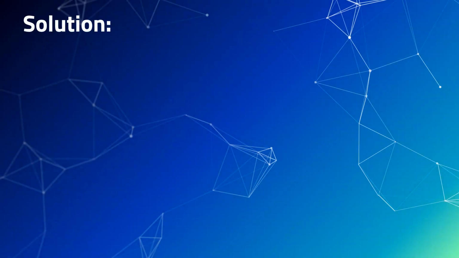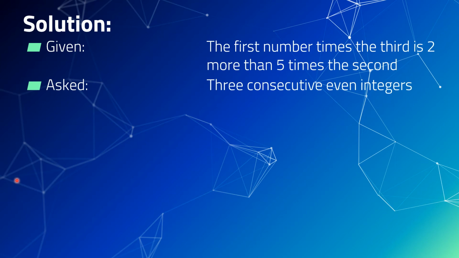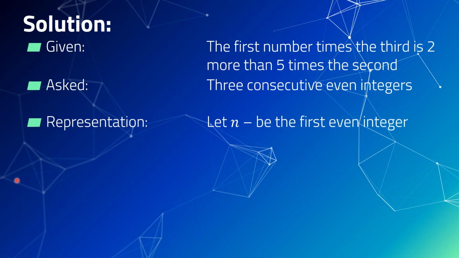Okay, so let's solve the solution. So we have to identify the given. The given is the first number times the third is 2 more than 5 times the second. So we're just going to rewrite this one into a mathematical form. Okay, so our next one is the requirement, or what is being asked. We are going to look for three consecutive even integers that could satisfy the given condition.